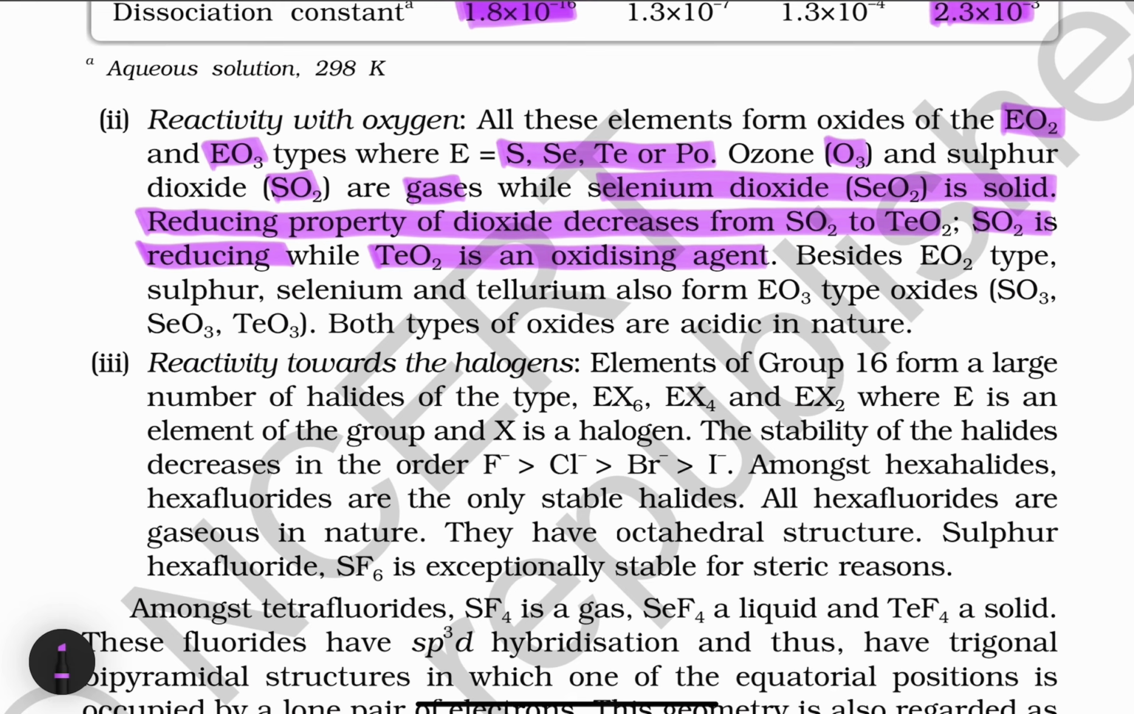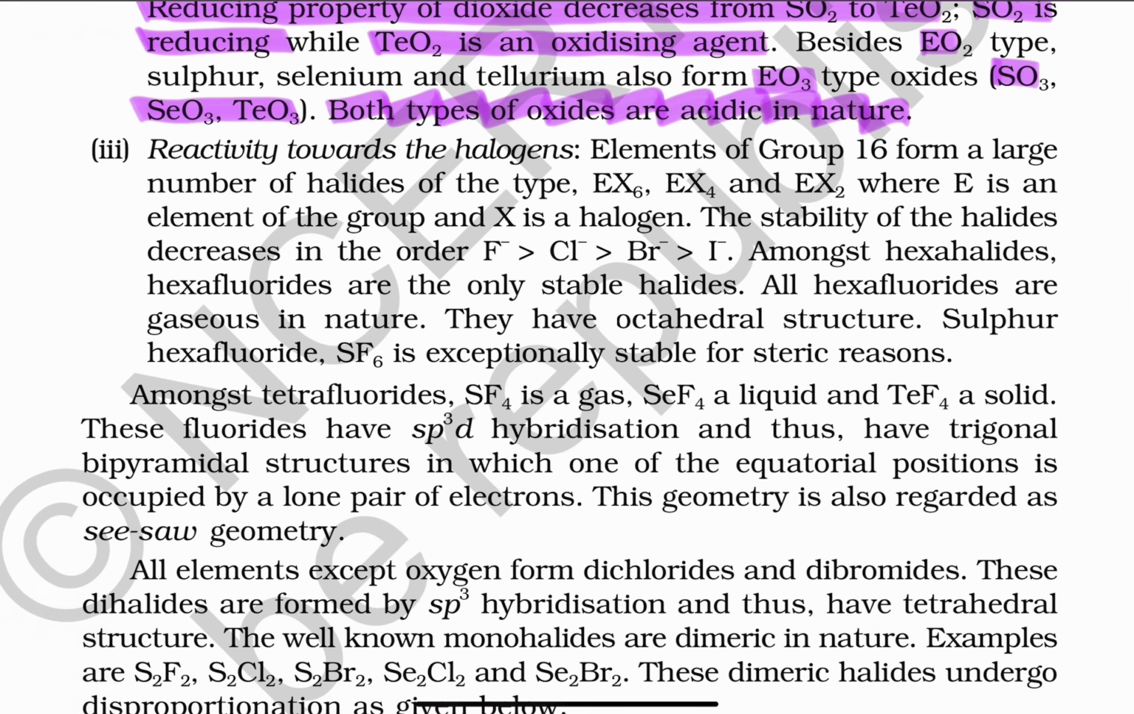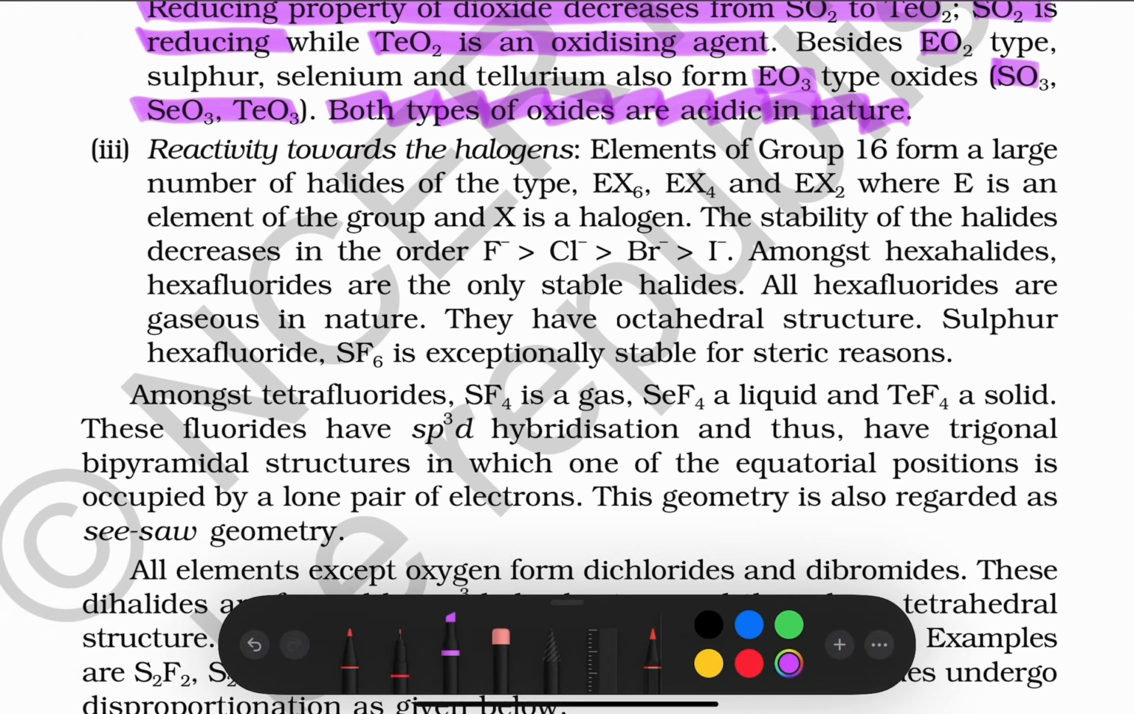And along with EO2, they are going to form EO3 type of oxides also. SO3, SeO3, TeO3, both types of oxides are acidic in nature. We'll change the color. Okay, now, yes.